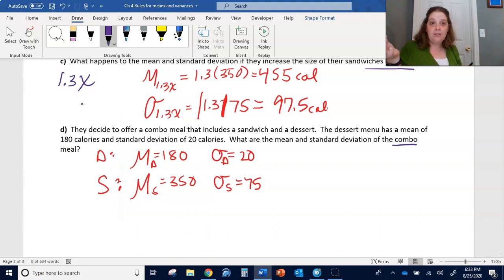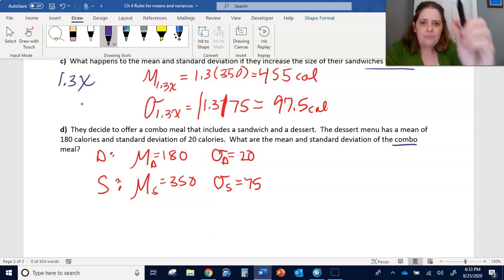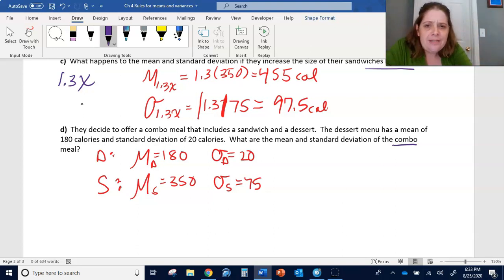So you get to pick one dessert and one sandwich and put them together. Remember, it's not just the first dessert and the first sandwich, but you can mix and match. So there are lots of different values there. If they had 10 sandwiches and 5 desserts, there are 50 different combinations that could happen. So I want to know, what are the mean and standard deviation?